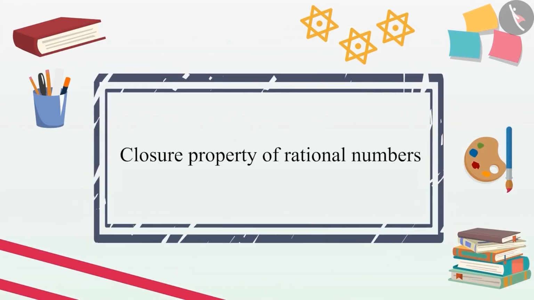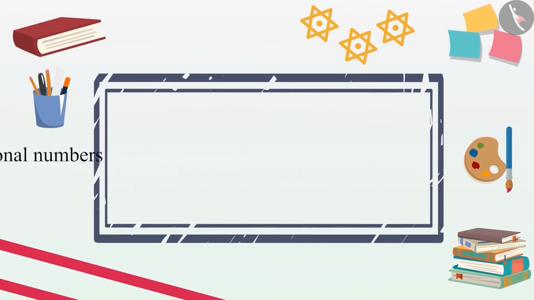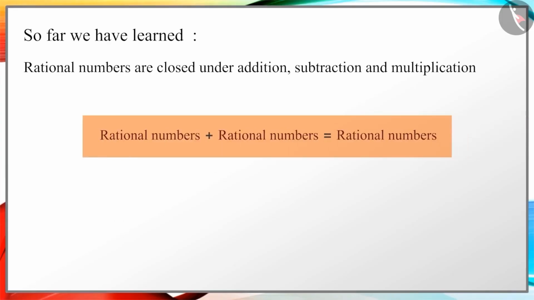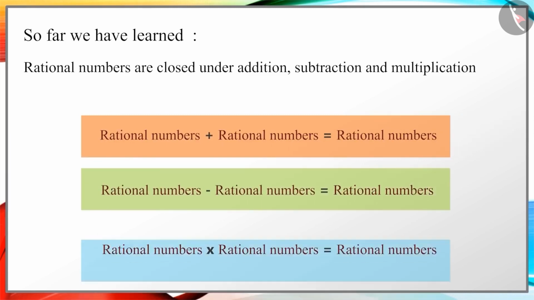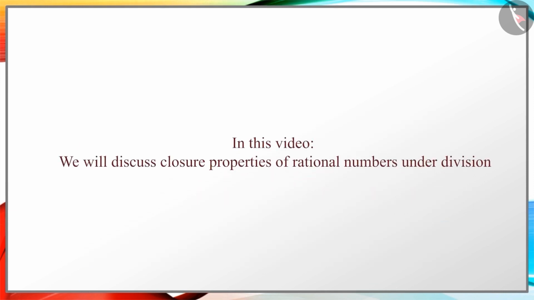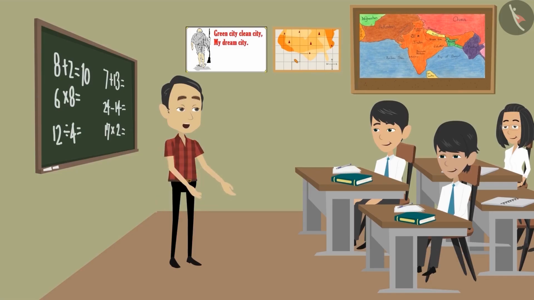Hello friends, welcome to this video. So far we have learned that rational numbers are closed for addition, subtraction and multiplication. Are they closed under division? Let's find out. Children, today we will discuss the closure property under division of rational numbers.